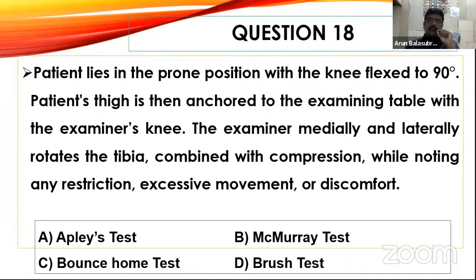Very good, Apley's test. Usually we call it Apley's compression test. Apley's distraction test is also there, where instead of compression, we distract it and identify. If you compress and do the medial and lateral rotation of the tibia and the patient complains of pain, then it indicates a meniscal injury. If you distract it and do medial and lateral rotation and the patient complains of pain, it may indicate a collateral ligament injury, or sometimes you can say it is an anterior cruciate ligament injury also. Right? But compression pain indicates a meniscal injury. Very, very good. Excellent.